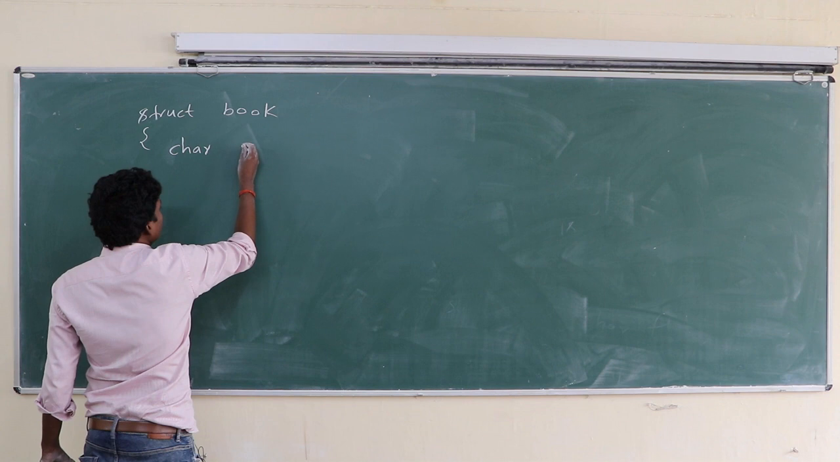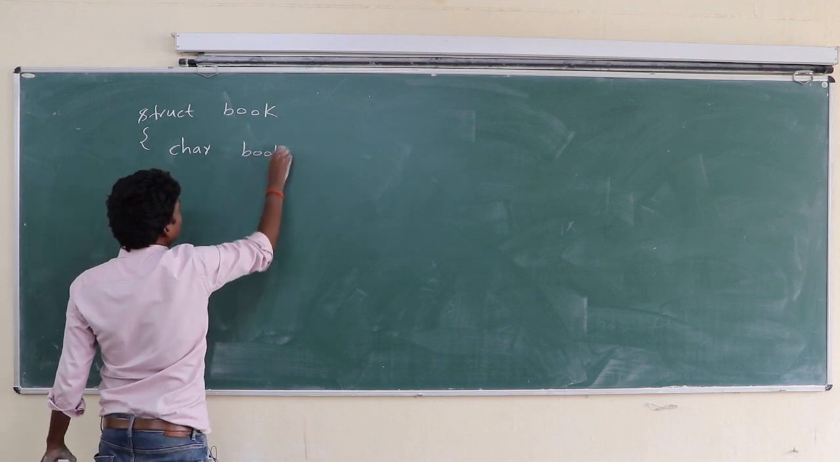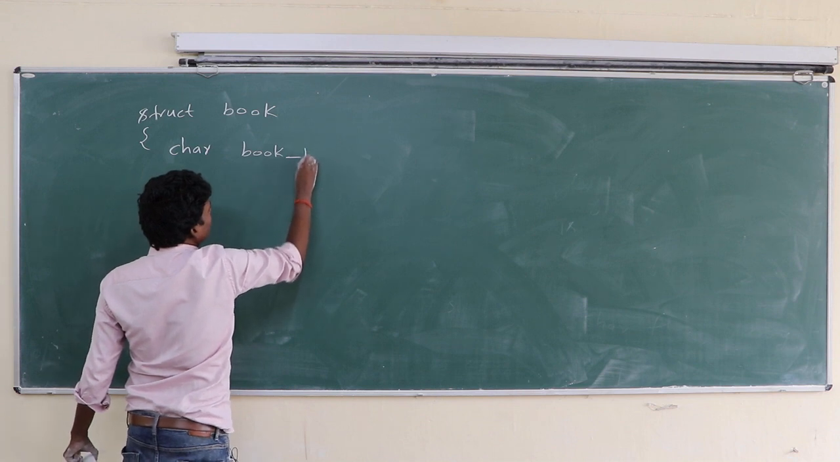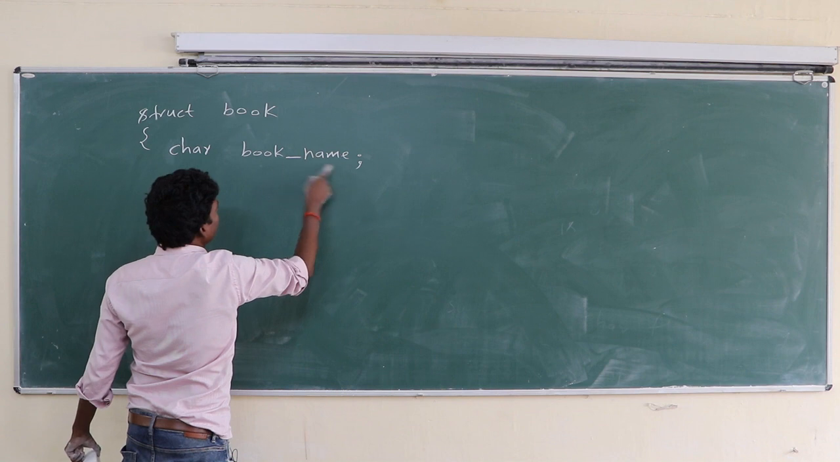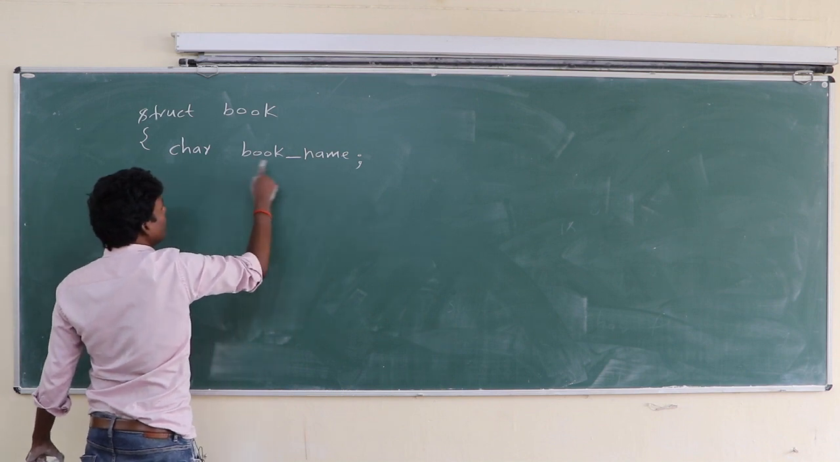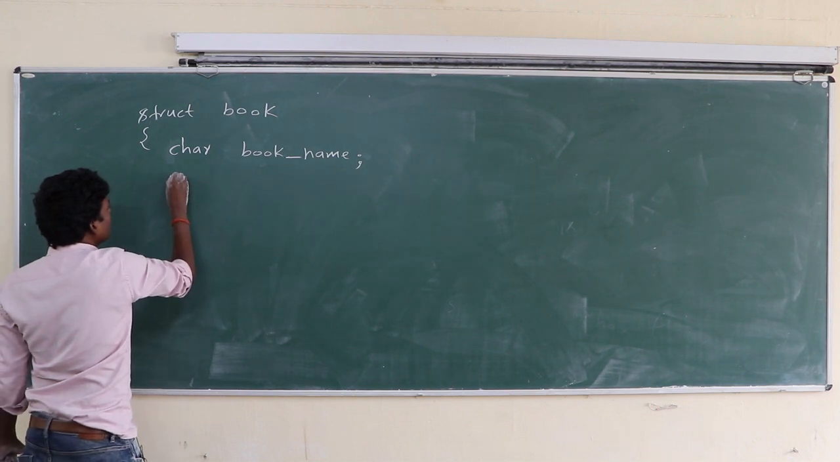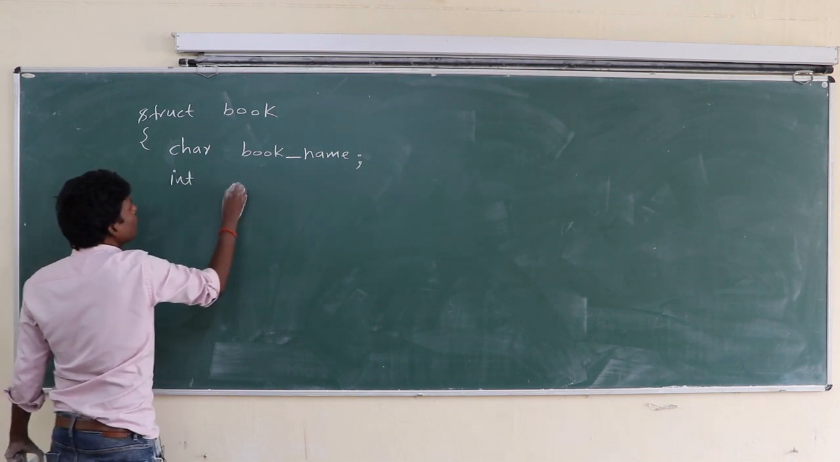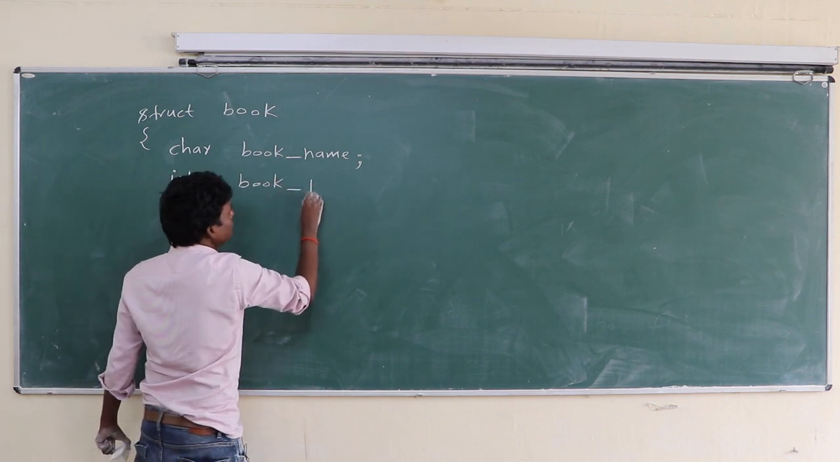Char book name; here the book name is a variable, basically the book name, followed by a semicolon. This is the name class, this is the variable. Book name is a variable of char type. Then int book page.